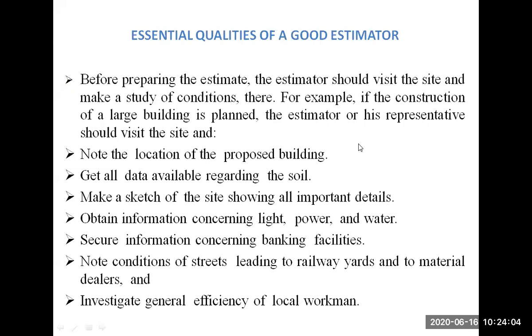Then note the conditions of the streets which are leading to the railways and material dealers. Basically road connectivity and rail connectivity. If you have started your construction site 20 kilometers away from a particular urban or rural area, you should have good connectivity of the roads as well as the rail. If not possible with rails, at least road connectivity should be there so that transportation is going to happen and it will lead to the business spreading.